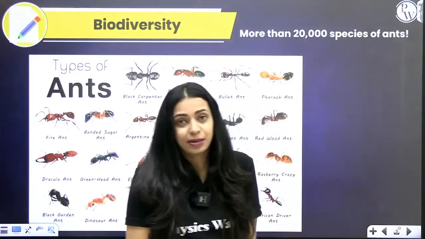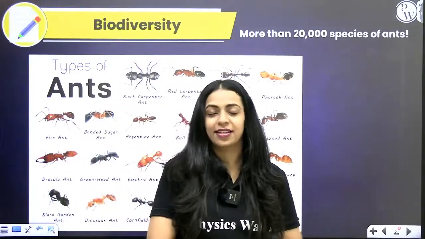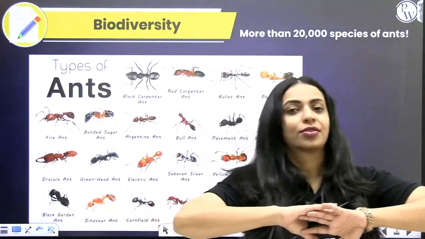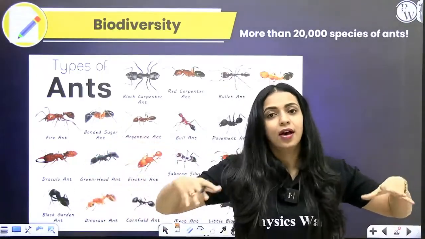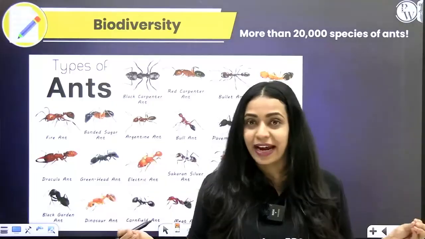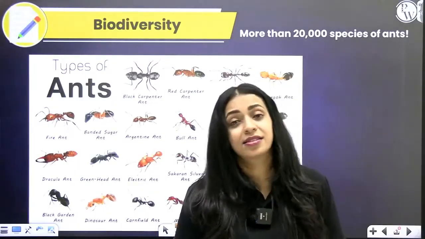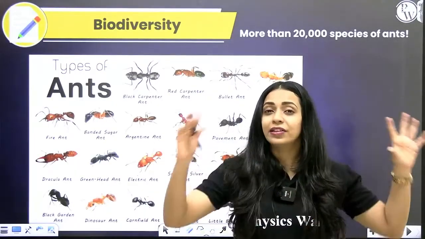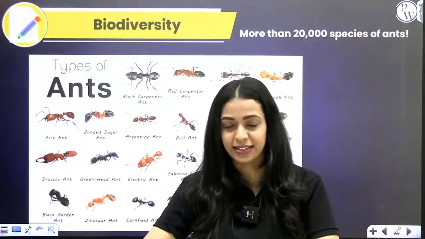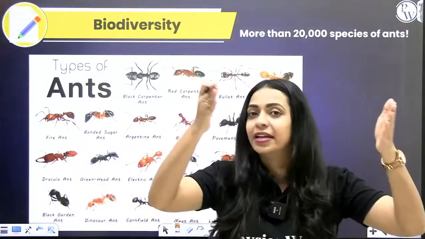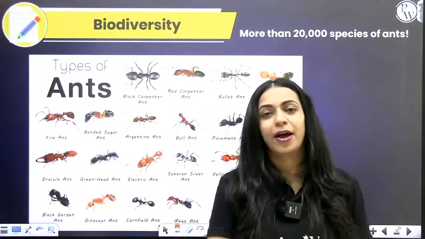You know what diversity means, right? Diversity means so many different kinds, and so many different kinds of organisms existing on Earth. All of that put together, the variety in animals, the variety in plants, the variety in microbes, all the different varieties of organisms is what biodiversity is. So whatever diversity you find in living organisms is basically biodiversity.